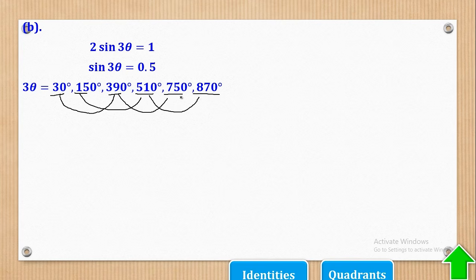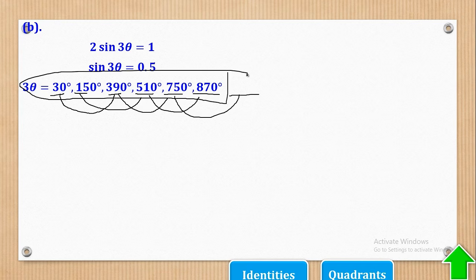Now the question is, why didn't we add 360 to this to come up with the other angle? If I add 360 to 750, let me see what I'm going to get. 750 plus 360, you are going to get 1110. But remember, the maximum angle was supposed to be 3 times 360, which is 1080. So that means that 1110 is outside the given range. That explains why we stop at 870.